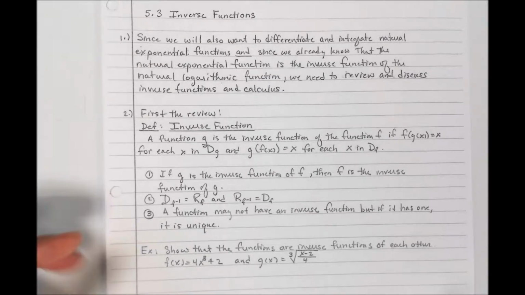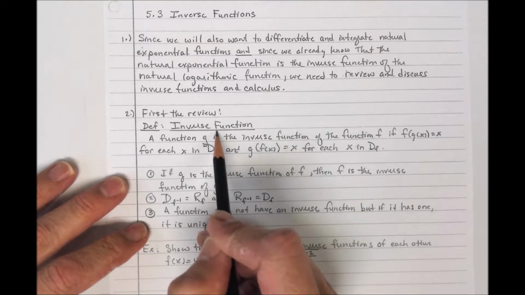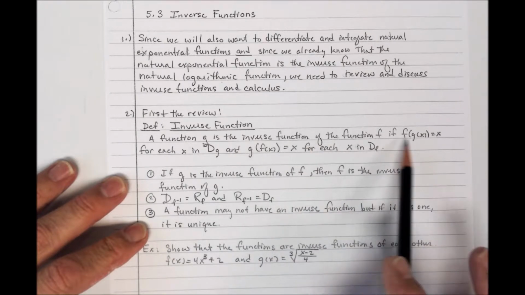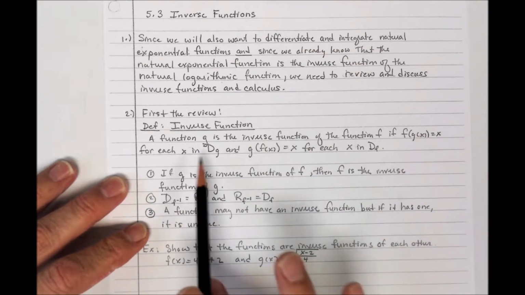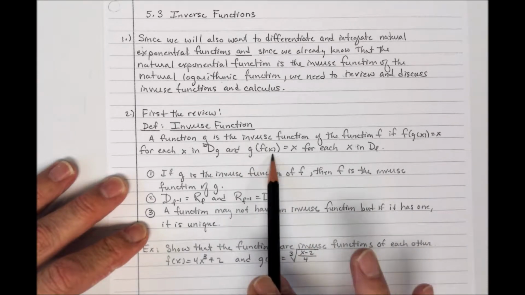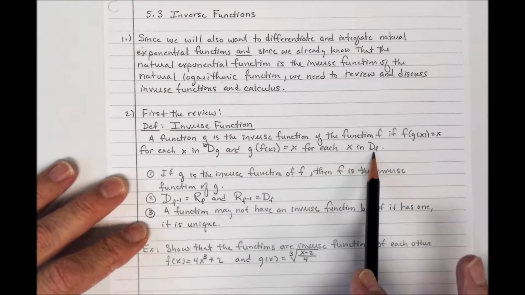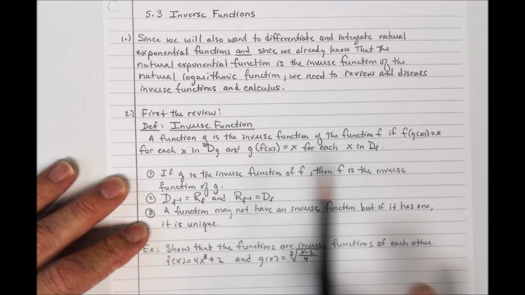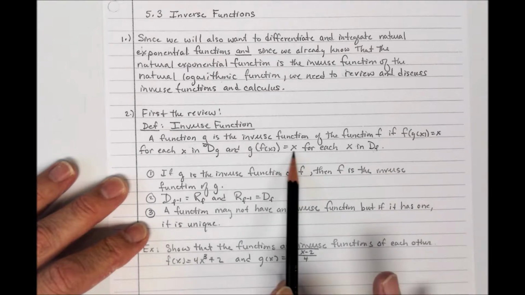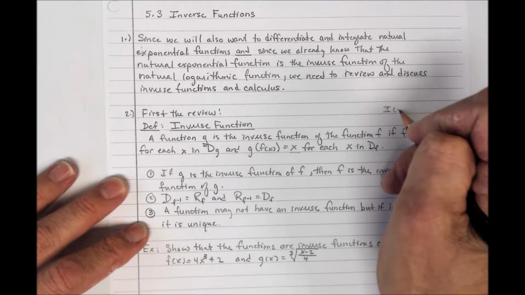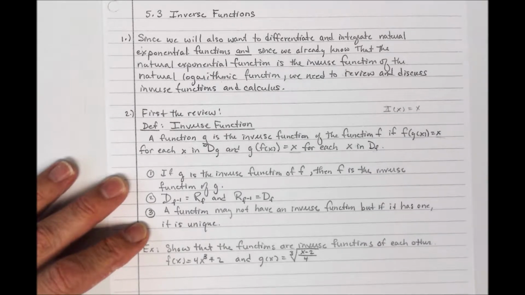All right, first things first. What's an inverse function? A function g is an inverse function of a function f if f of g of x is equal to x for every x in the domain of g, the interior function, and g of f of x is equal to x for all x in the domain of the function f, again the inside function. So if we compose them in both orders and we get the identity function I of x is equal to x, and this is true for the domain, then we have inverse functions.